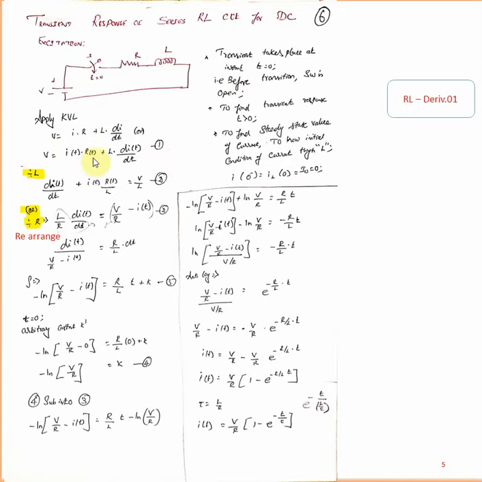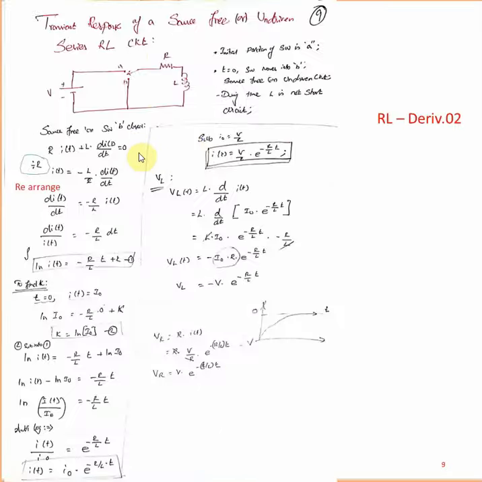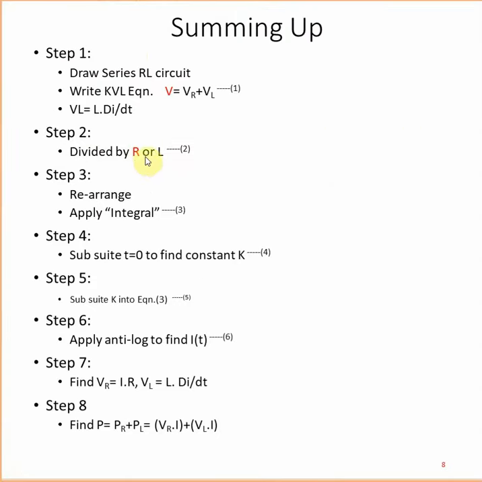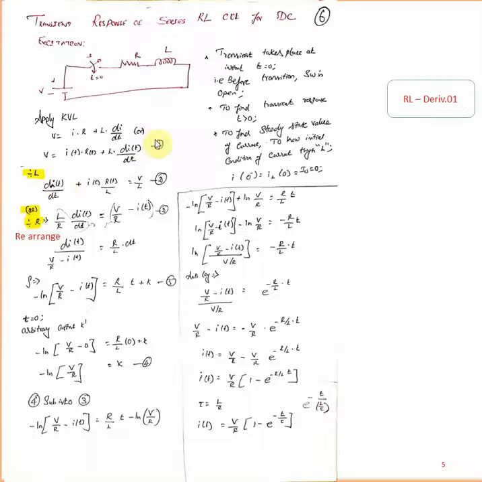Then equation number 2, how to derive? You can divide by R, otherwise you can use L. I will go ahead with R. So the first equation I want to divide by R. Where is the first equation? V by R, then divide by R, the R cancels, I of t.